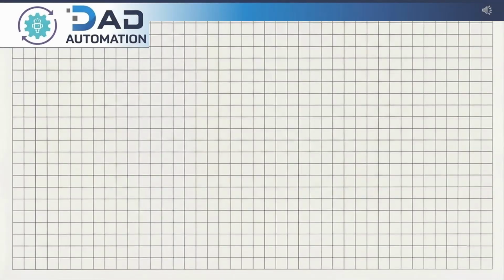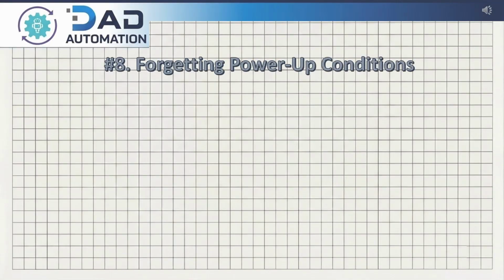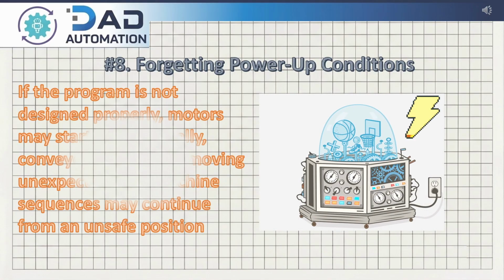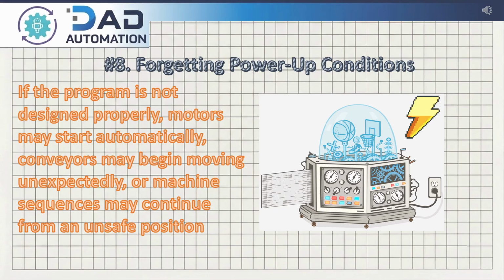Another common mistake made by beginner PLC programmers is forgetting to consider what happens when power is restored after a power failure. During normal operation, a machine may be running smoothly. But if the power suddenly goes off and then comes back on, how will the machine behave? If the program is not designed properly, motors may start automatically, conveyors may begin moving unexpectedly, or machine sequences may continue from an unsafe position.